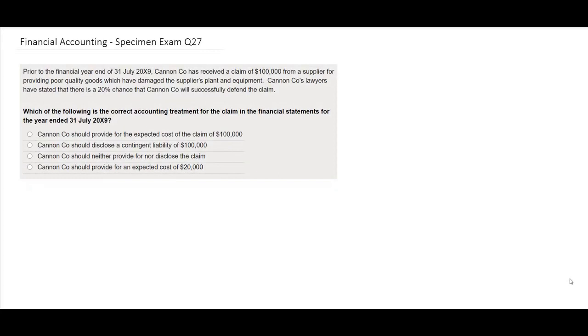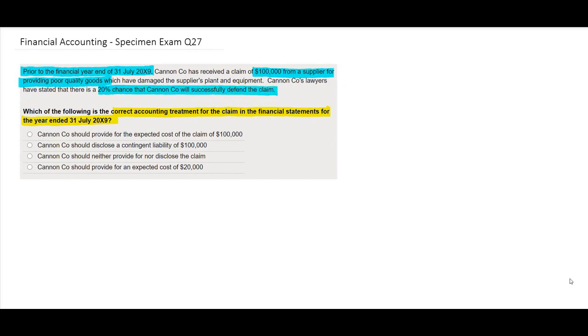In this question, you are being asked which of the following is the correct accounting treatment for the claim in the financial statements for the year ended 31st of July 20X9. The claim in question is for $100,000 from a supplier for providing poor quality goods which had damaged the supplier's plant and equipment. This claim was prior to the financial year ended 31st of July 20X9. They also tell us that there's a 20% chance that Canon will successfully defend the claim.